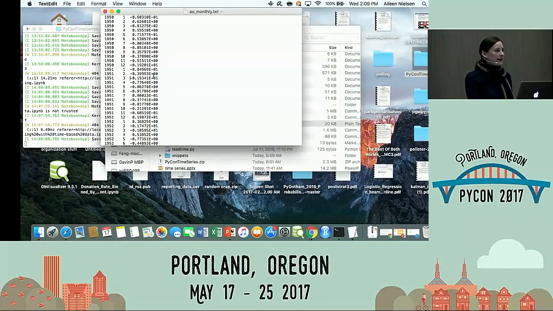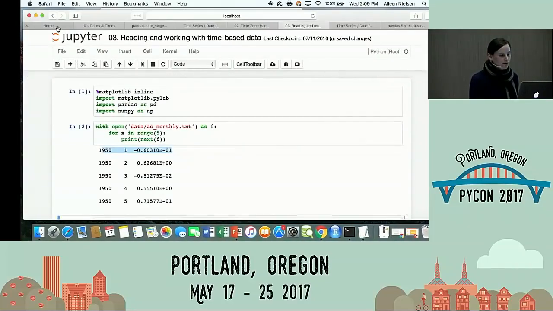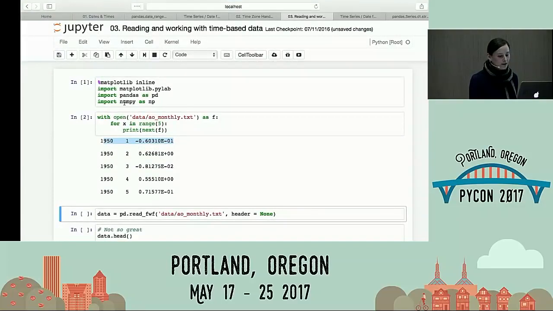So sure, I can read this in and then maybe write some row by row parsing to turn this into some pd.Period because it's monthly data. I want an interval. But I'd rather not have to do that, right? I'd rather just read it in properly to begin with.